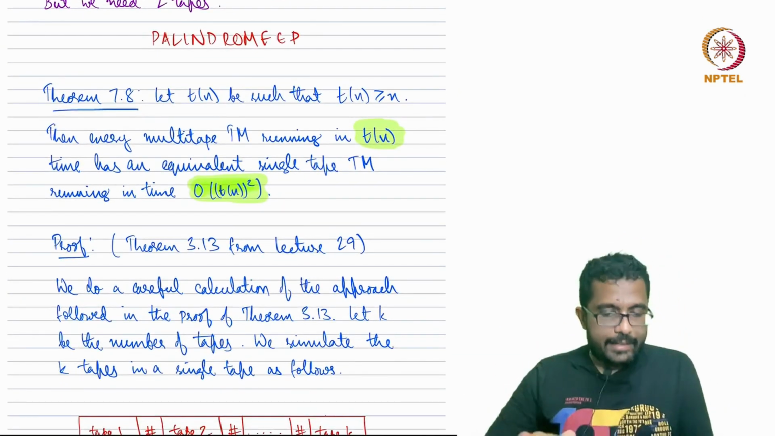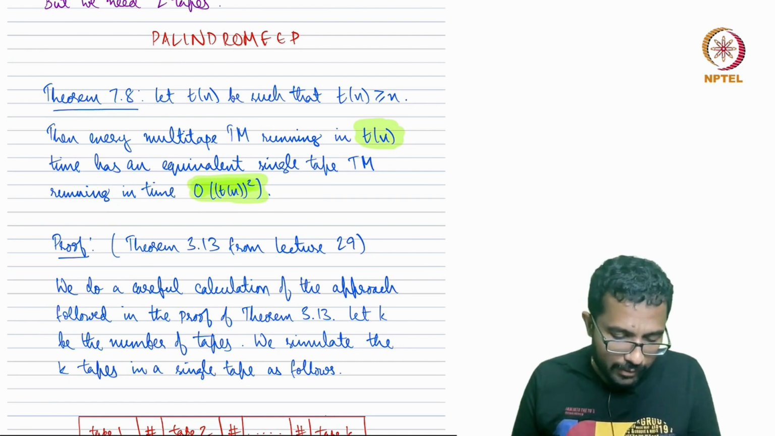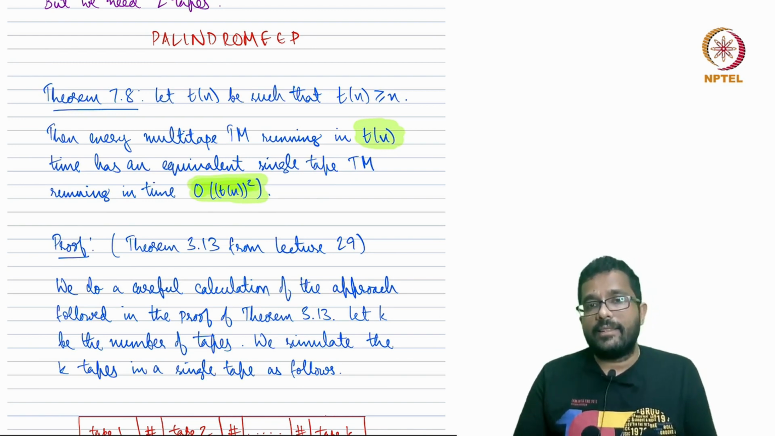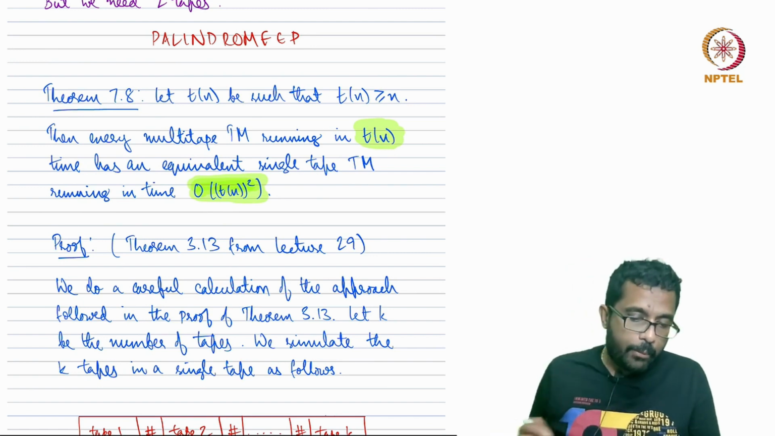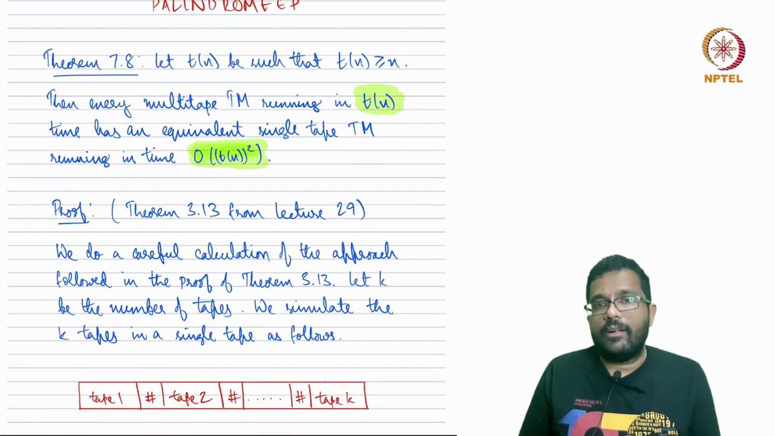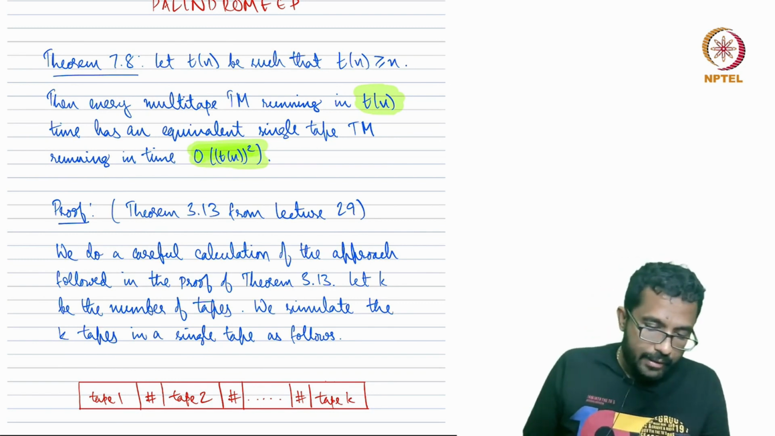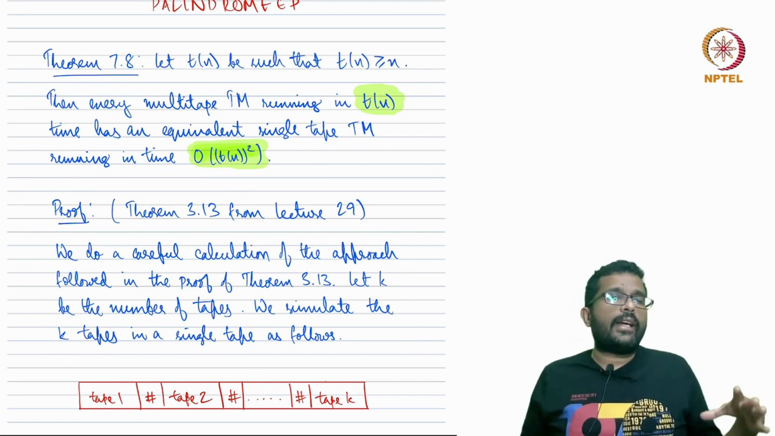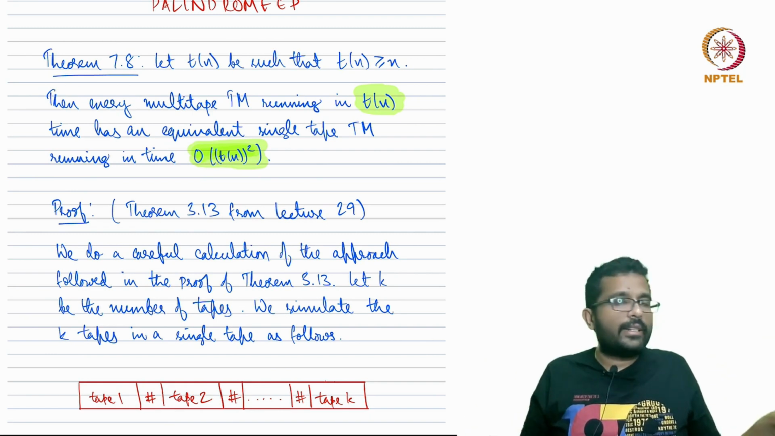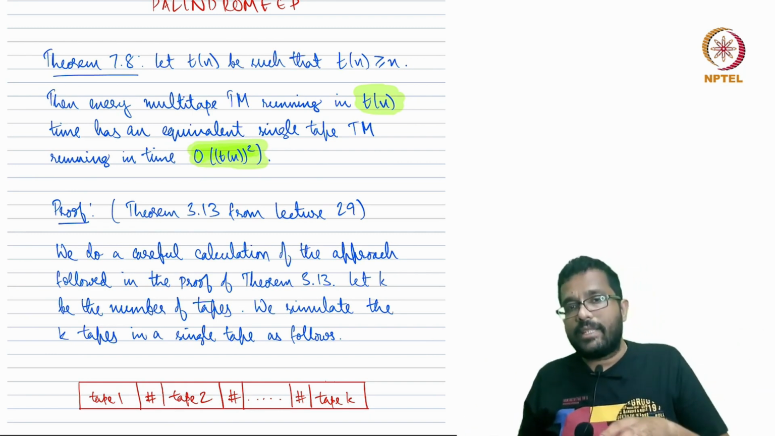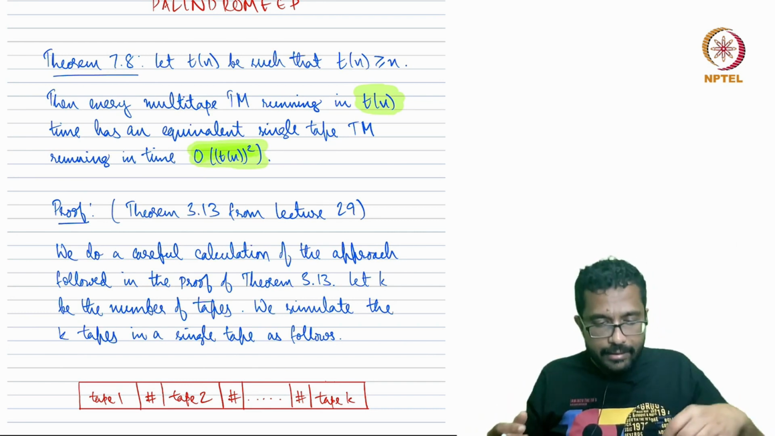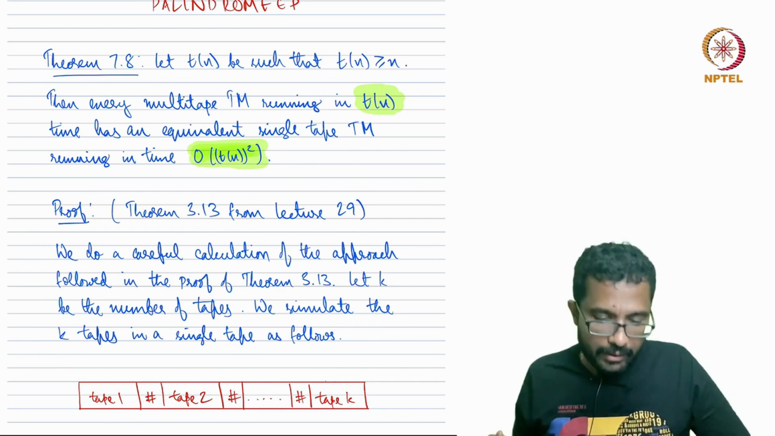So let's see why that is the case. In fact, the proof is pretty much similar to what we saw when we showed that multi-tape Turing machines and single tape Turing machines are equivalent. This was theorem 3.13, which we covered in lecture 29 of our course. It's exactly the same proof, but there our goal was just to say that anything a multi-tape Turing machine can do, a single tape machine can also do. But now that we are bothered about the time it takes, we'll have to analyze the steps it takes.